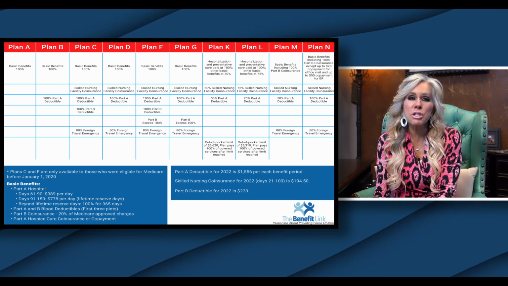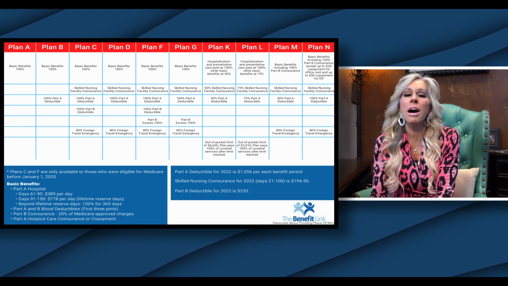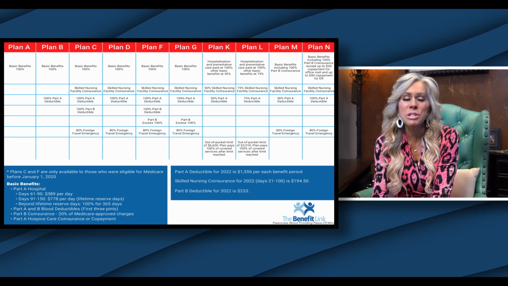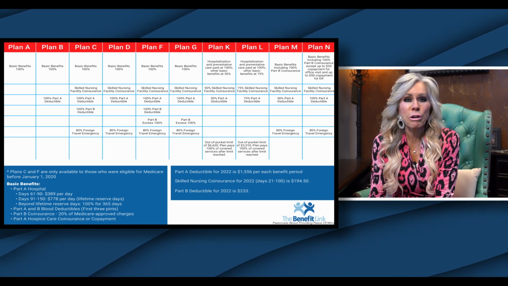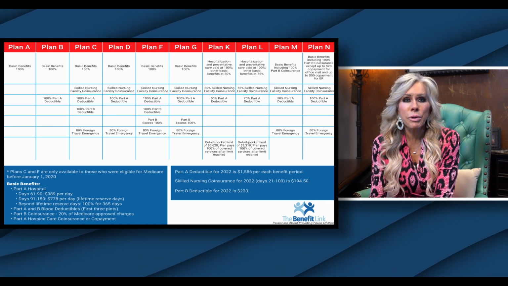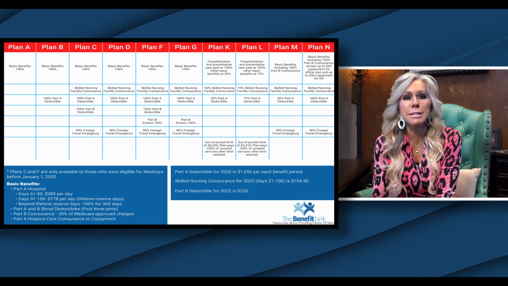Now, there is a $250 deductible for foreign travel, and it does have a maximum as far as your out-of-pocket expense of $250,000. However, if you're like me and you're going to be traveling, you're not going over there to have your test and be sick and do all that. It's going to be an emergency. So we just want you to know you're even covered for that.